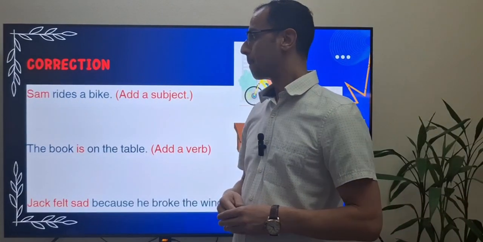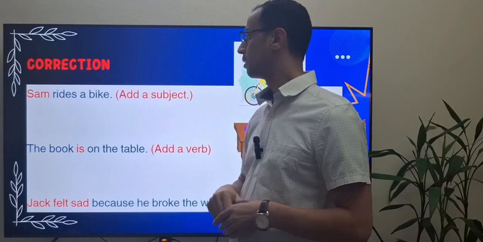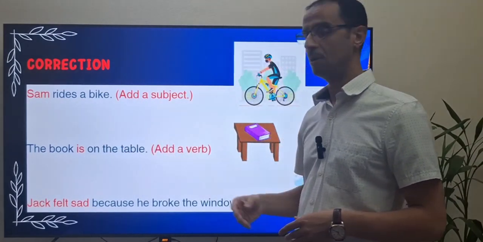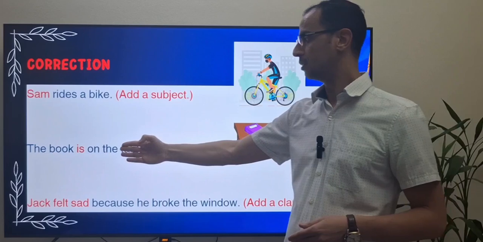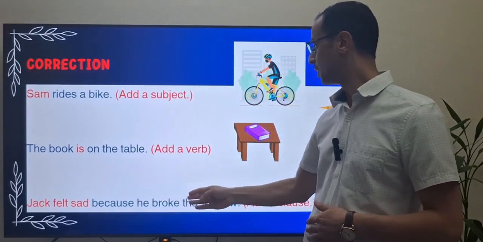Now, correction. Sam rides a bike. Now, this is a sentence. We add the subject. The book is on the table. We add a verb here. That's a linking verb, is. Jack felt sad because he broke the window.